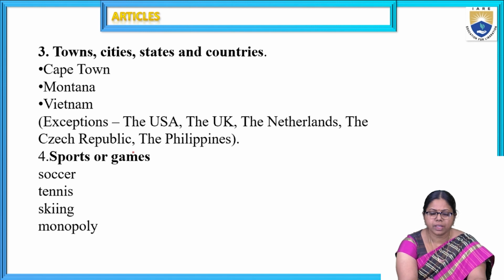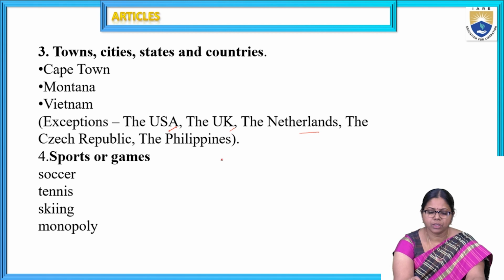Unless there is an exceptional case, as we discussed, "the" is used before the United States, the USA, the UK, the Netherlands. If the country has a collection of states, a group of states, in that case we use "the", like the United States of America and the United Kingdom. And the Netherlands, if the country name is plural, we use "the". And the Czechoslovakia Republic, and the Philippines. So these are some exceptional cases.